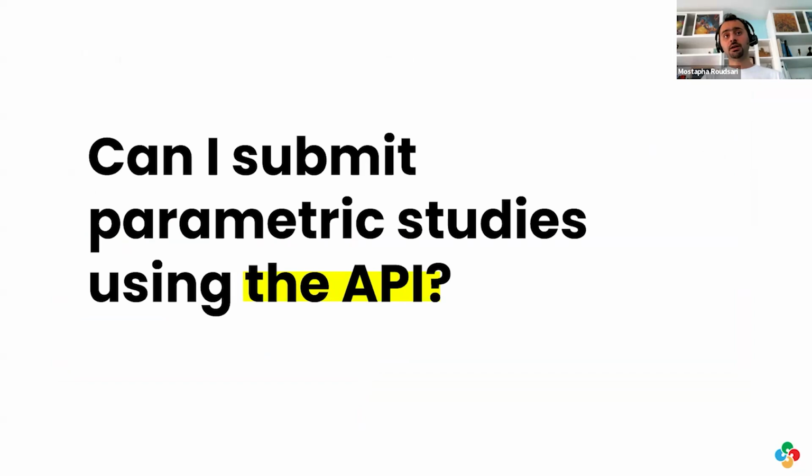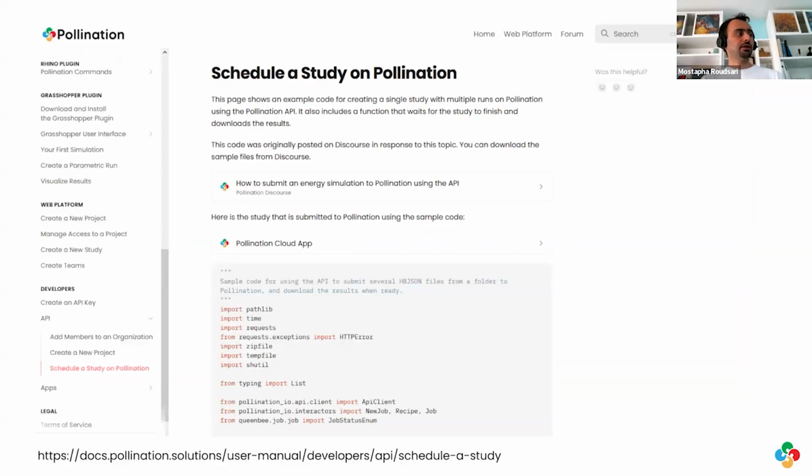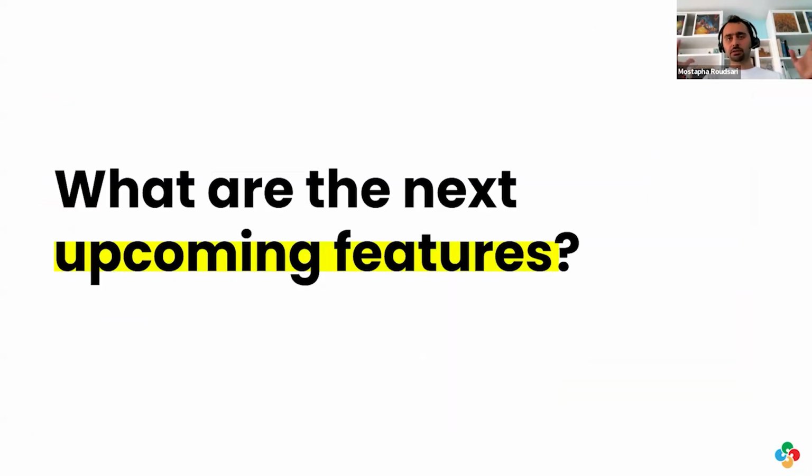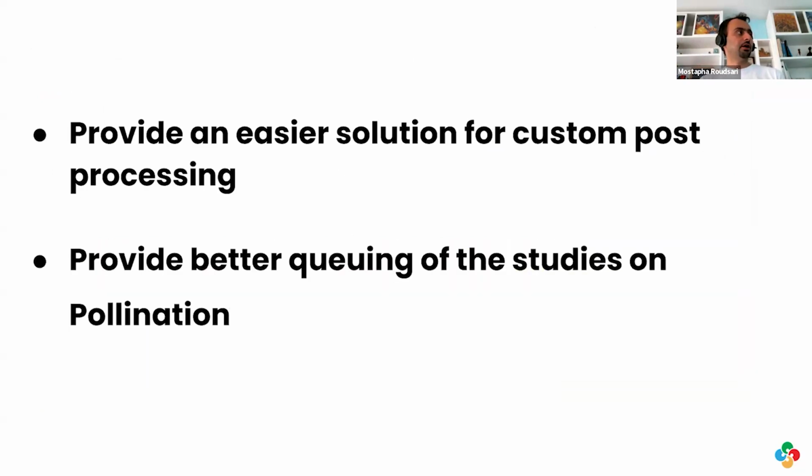You can also use the API if you know Python and you run large studies. There is documentation there on how to do it, so you don't have to use Grasshopper. At some point, Grasshopper gets really slow for larger studies. And the upcoming features are better post-processing for custom post-processing, and better queuing.